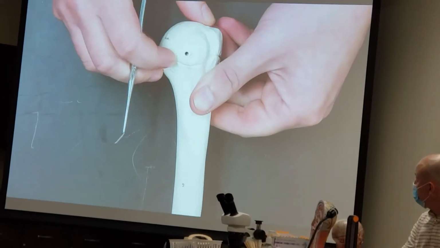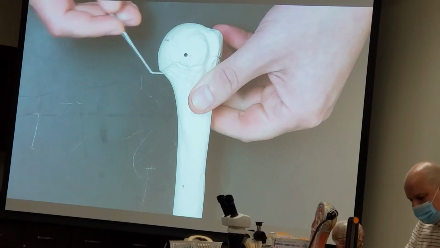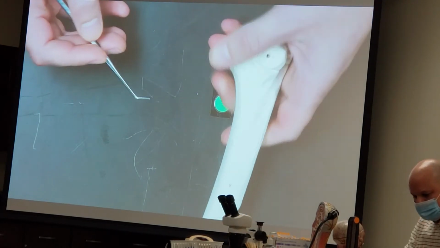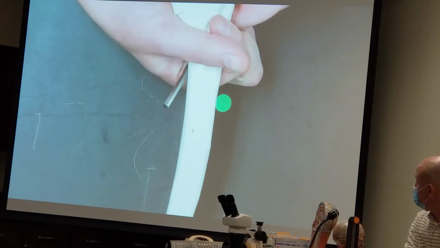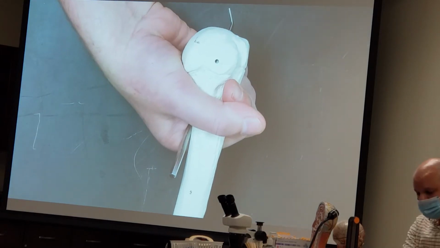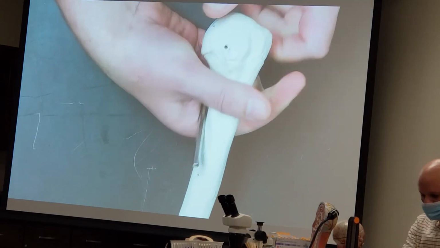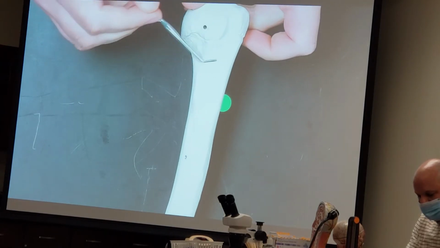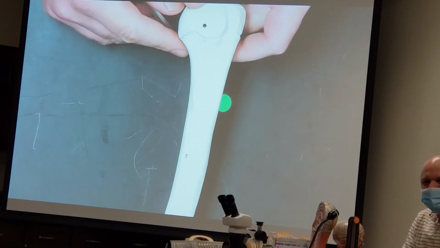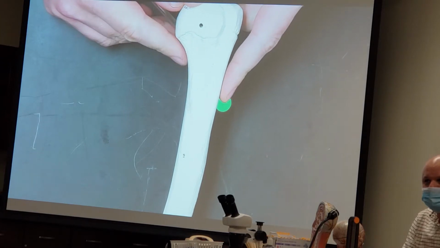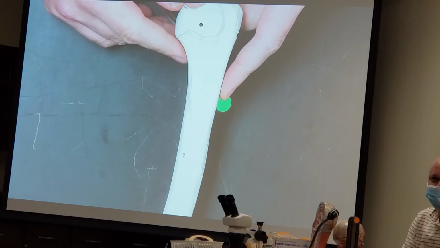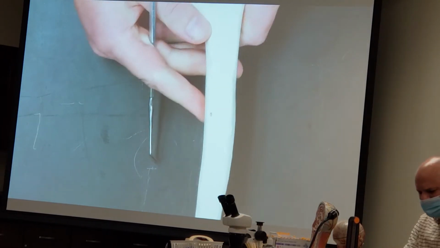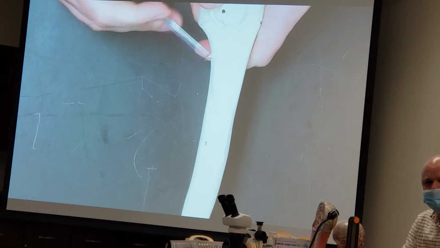There's going to be the anatomical neck surrounding that, and then the surgical neck, which will be where the humerus is frequently broken. I think they call it the surgical neck because maybe it sometimes needs surgery to fix it, but it frequently breaks at the surgical neck.